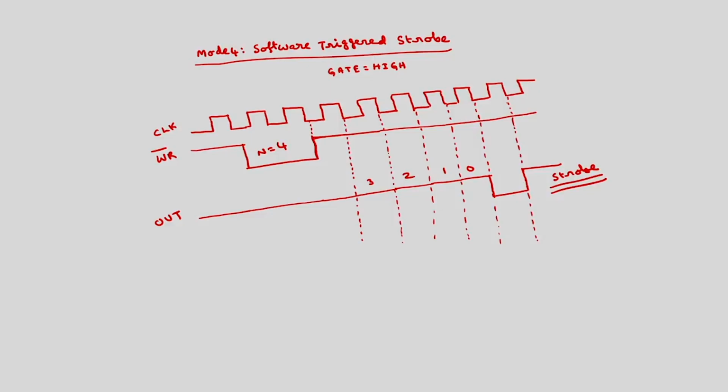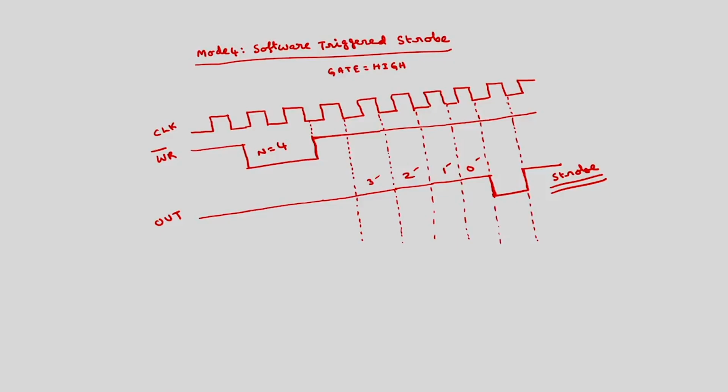In many applications, okay. And why this is software triggered? The count is going to trigger the strobe. Okay. Whatever the count that we are going to load here, this is going to act as a trigger for this strobe. That is why the name software triggered strobe.